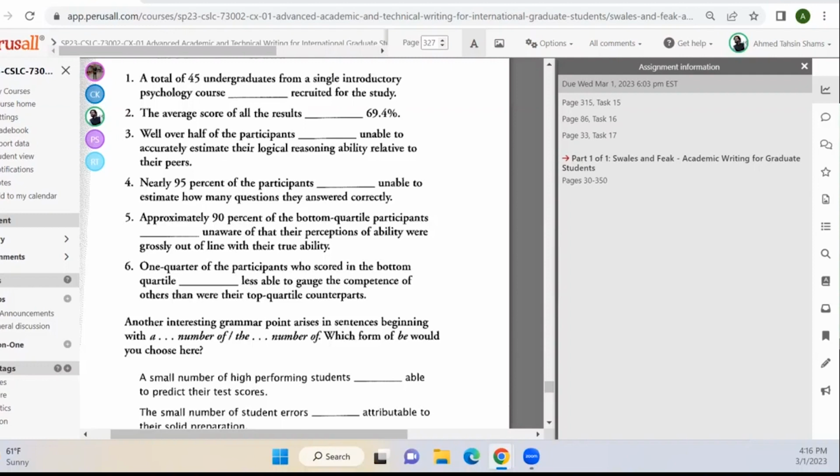So, a number of high performing students, where the number of student errors was. The easy way to remember is a number of plural, the number of singular. Always, it doesn't matter whatever nouns we use with it. But a total is what? That is only for a number of and the number of. That's the way this phrase is used. Make sense? Yeah.